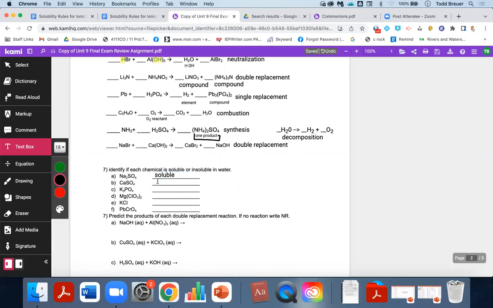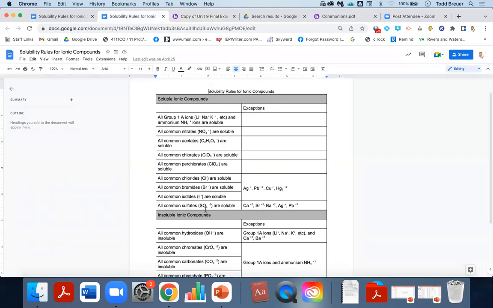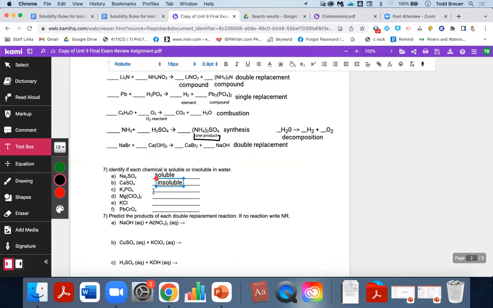The next example, oh, sulfate with calcium, that was on the list for exceptions. So we would call that insoluble. Let me show you what I mean. Back to the solubility rules. Most sulfates are soluble unless it's calcium, right? This example that we have is calcium with sulfate. So we call that insoluble. And that's why I chose to write that there. Letter C, just be careful with letter C. There's a little detail in that one.